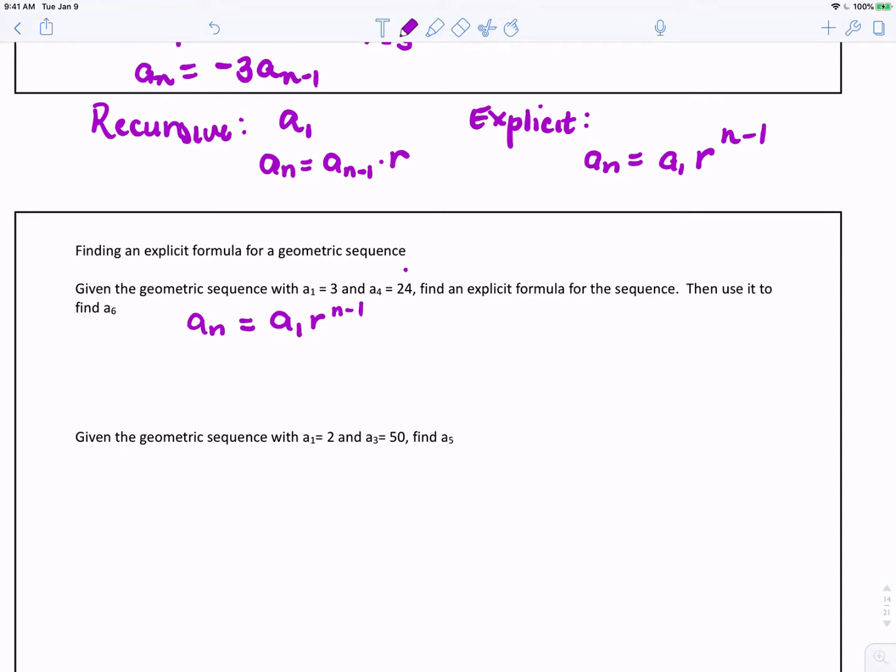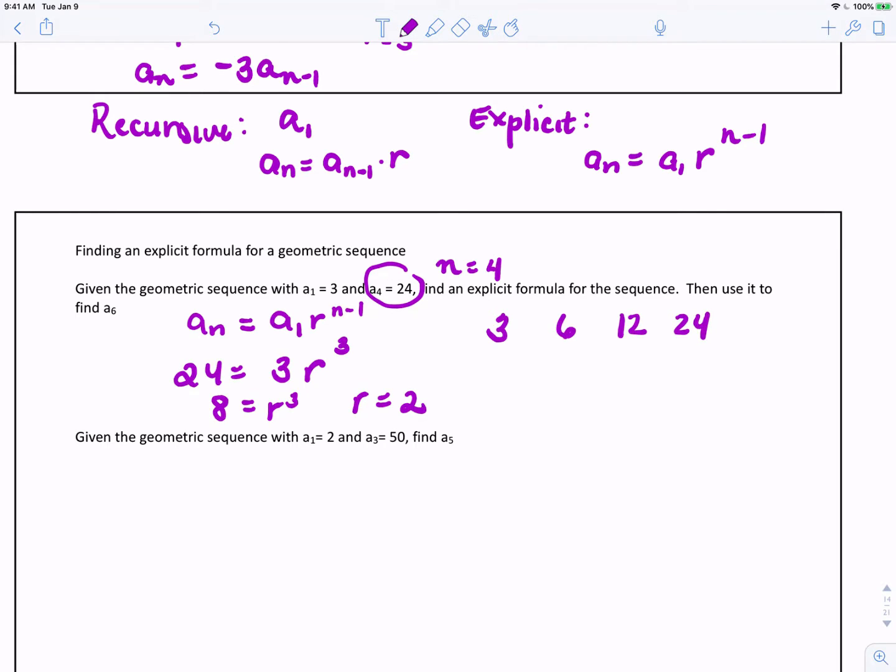And so in this case, n is equal to 4. So the fourth term, 24, is equal to the first term, 3, times r, which we don't know, to the n minus 1, r cubed. And so we really just have to solve this formula for r. Dividing both sides by 3, we have 8 is equal to r cubed, and so we can see that r is equal to 2. So a sub 1 would be 3, multiplying by 2, we get 6, multiplying by 2, we get 12, and that gives us our fourth term of 24.